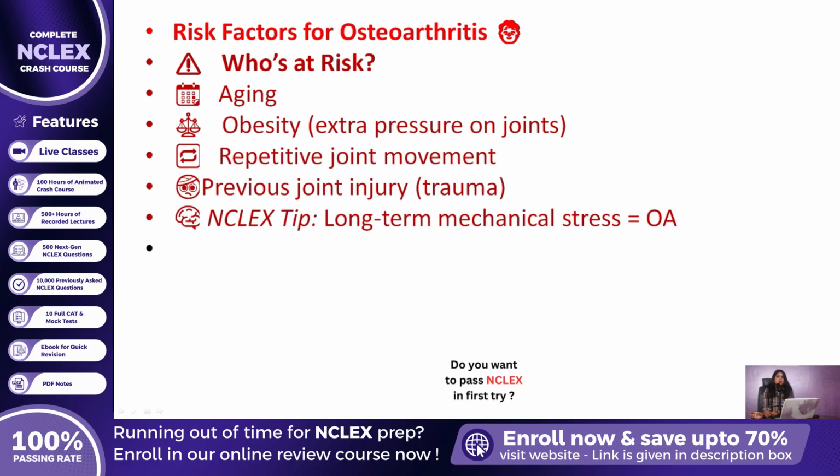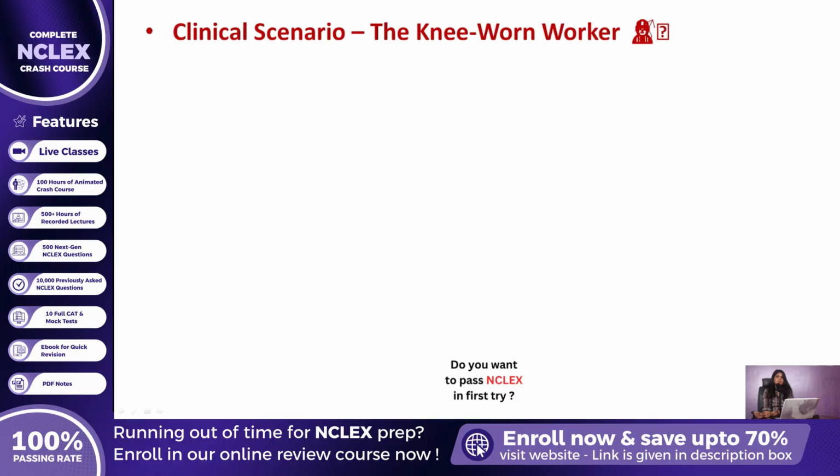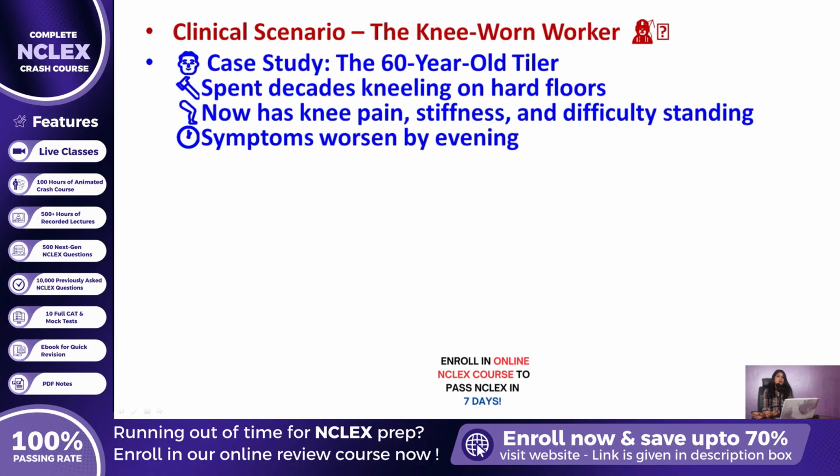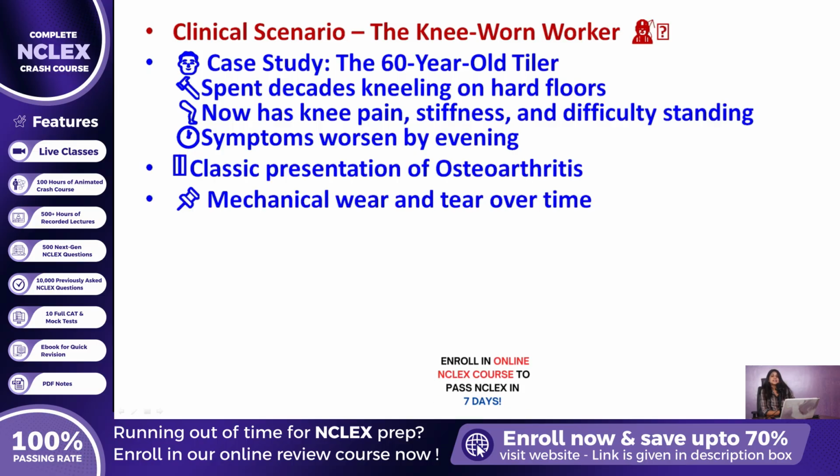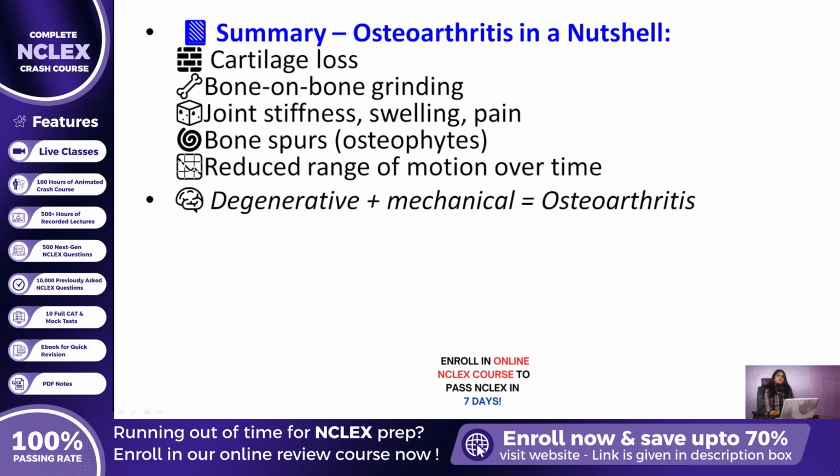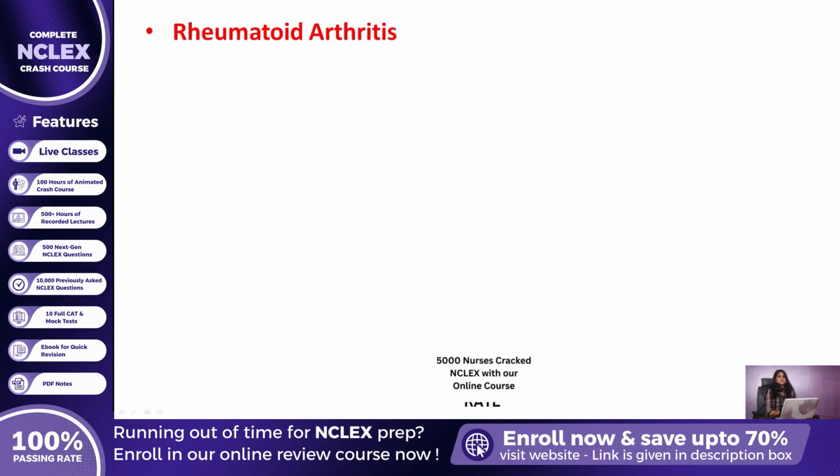Here is a clinical example to help you picture it clearly. Imagine a 60-year-old construction worker who has spent decades on his knees laying tiles. These days, he finds it harder to stand up after kneeling, and his knees start aching more as the day goes on. That is osteoarthritis in action, mechanical degeneration from years of wear and tear breaking down the joint's natural cushioning. Now let us move into something completely different from wear and tear, rheumatoid arthritis.